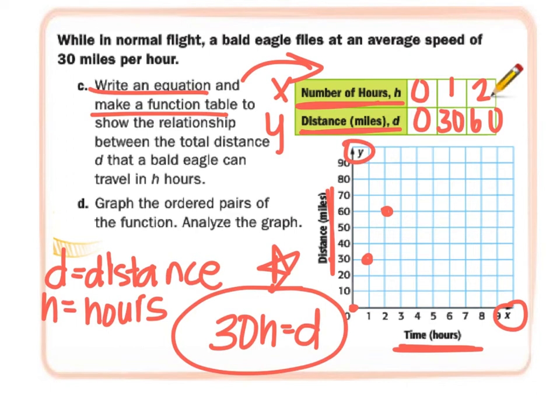You need to look at the table and the graph to make sure that your x's match up with your x's and your y's match up with your y's. Then I'm going to create my line and add my arrows. All right, and that's all I have.